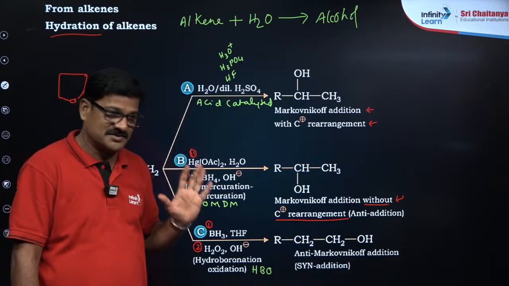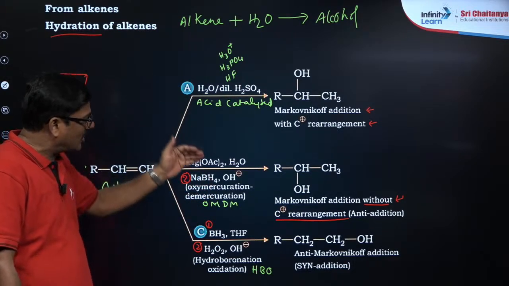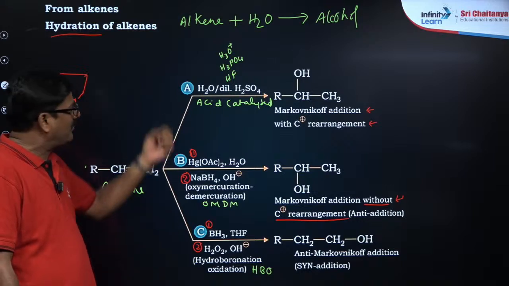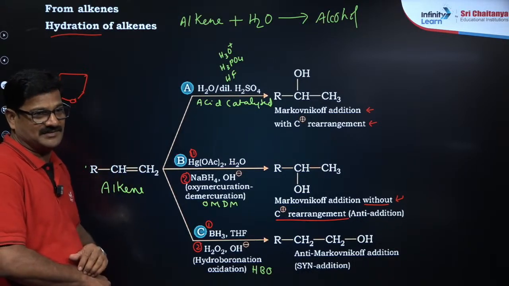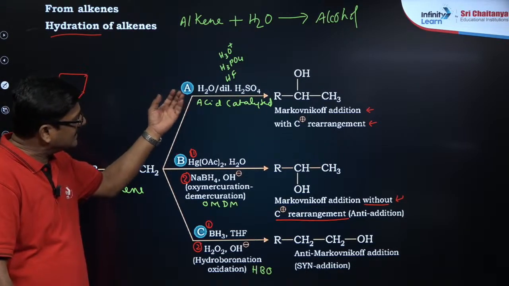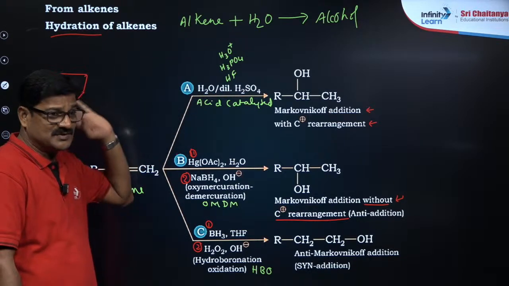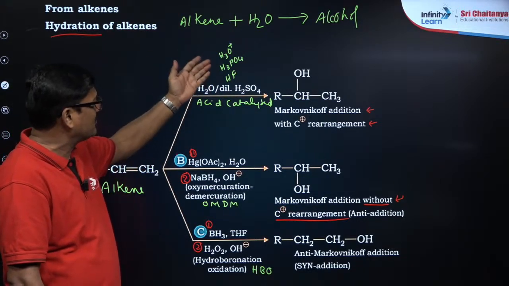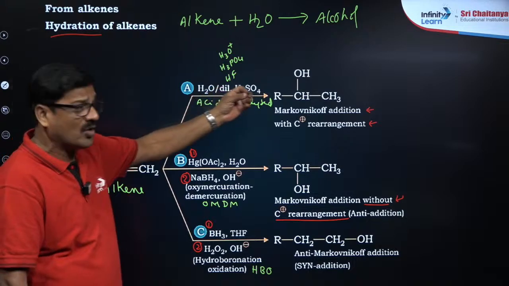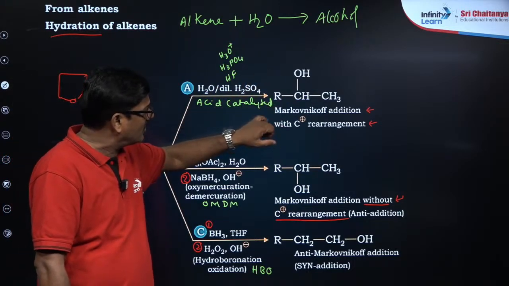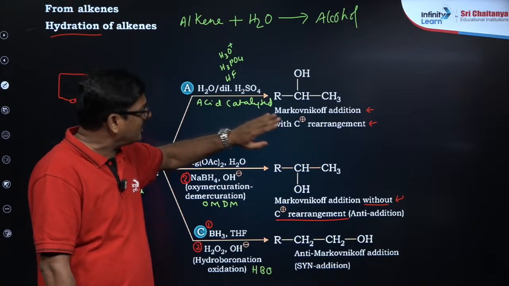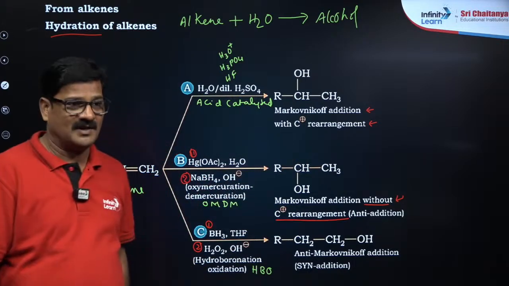Addition of water is called hydration. So alkene, when water is added, we can use method A, method B, method C. Method A is called acid-catalyzed hydration, where you can use dilute H2SO4, also H3PO4, H3O+, and other reagents. If this method is used, you will get an alcohol according to Markovnikov rule, and if a carbocation is there, rearrangement will happen. What is rearrangement? We are going to see in the next slide.